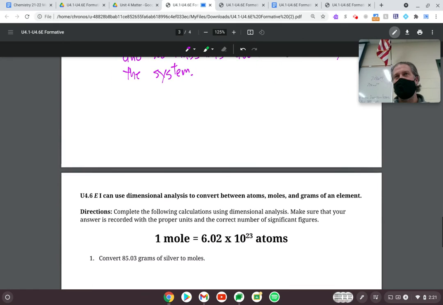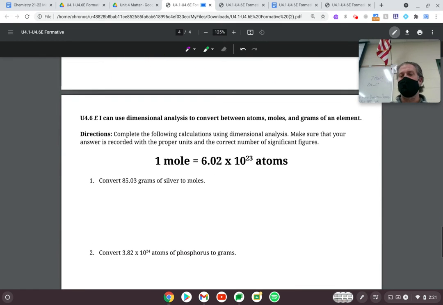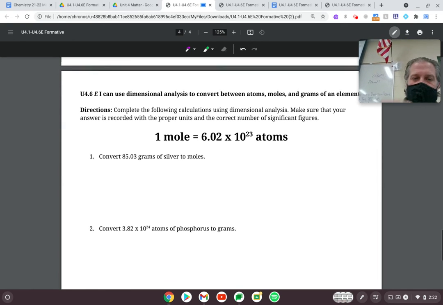Now we're going to do some calculations. Woo! We spent 2 days on these in class. Well, 2.5, 3 days, something like that. So let's take a look.